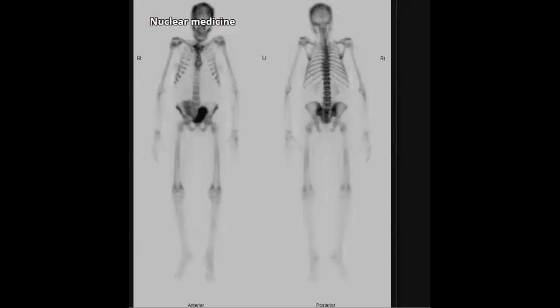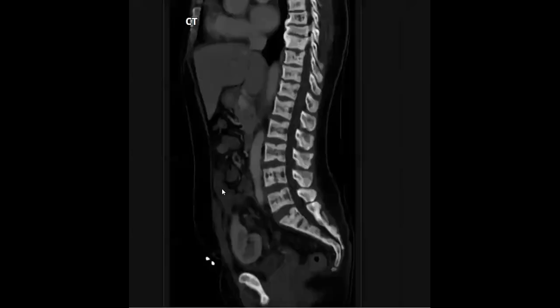Rugger-jersey spine, yes. So in this case, I think everyone will be happy if you saw this appearance in the CT. So this is renal osteodystrophy. This case was renal osteodystrophy. Excellent.